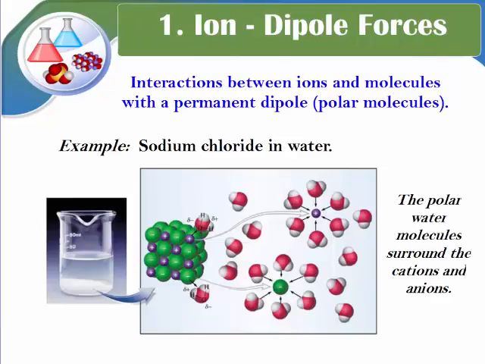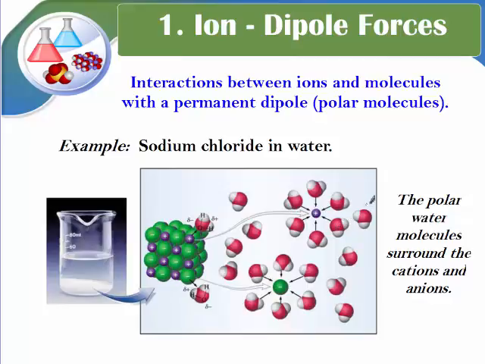So the first one is the ion dipole force. It's an interaction between ions and molecules with a permanent dipole. In other words, between an ionic compound and a polar molecule. So in our example, we have sodium chloride and water. When salt dissolves in water, the sodium and the chlorine ions separate and are surrounded by water.